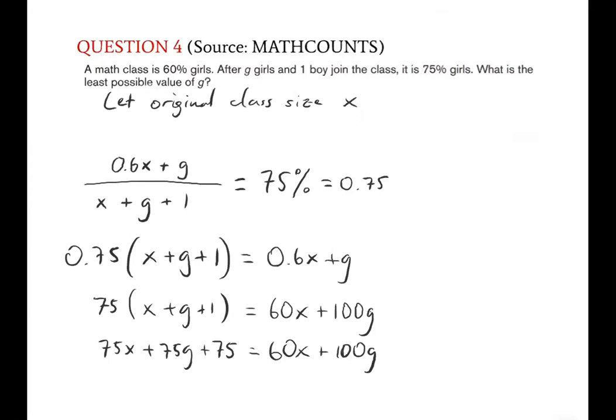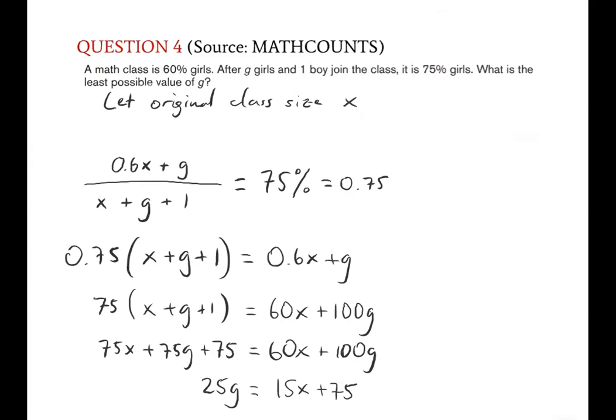Now we're gonna isolate the g and the x on different sides of the equation. So, let's subtract both sides by 75g, and we're gonna move this to here. Okay, basically, you'll get 25g is equal to 15x plus 75.